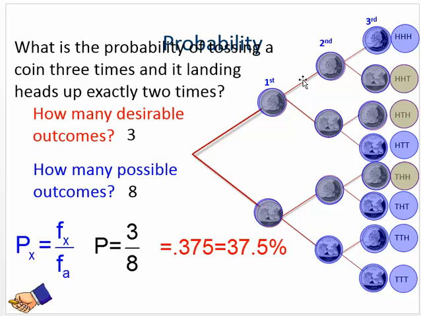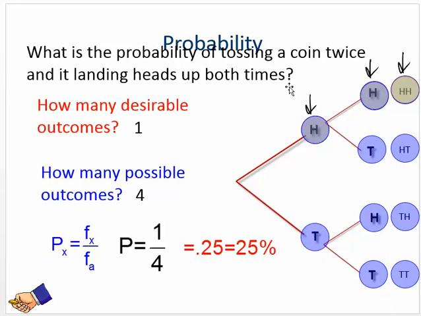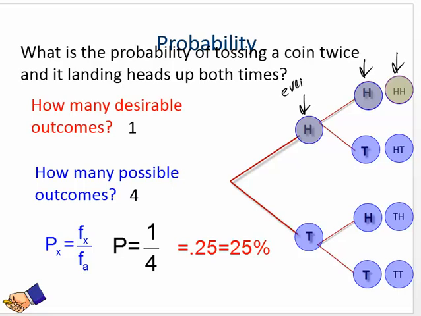So these right here are events. And that's an outcome, a list of your outcomes.